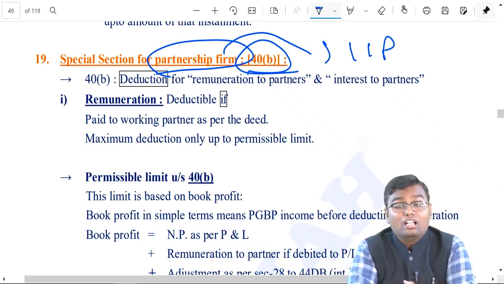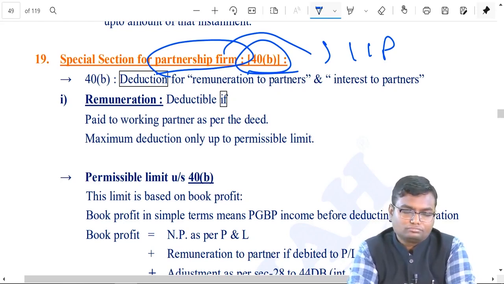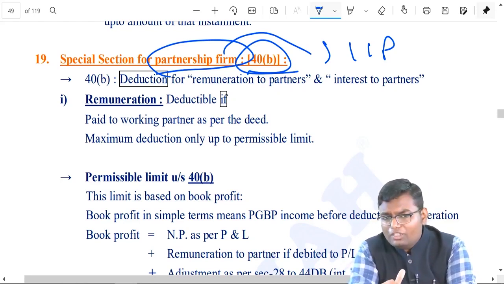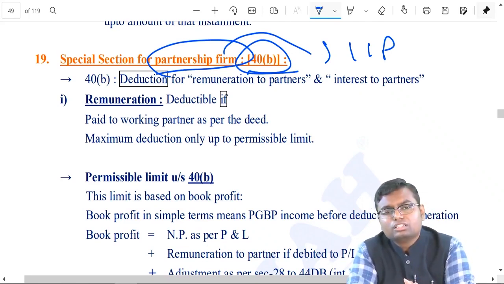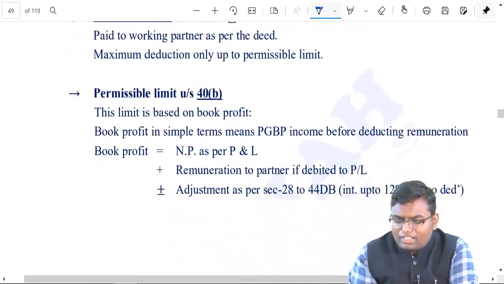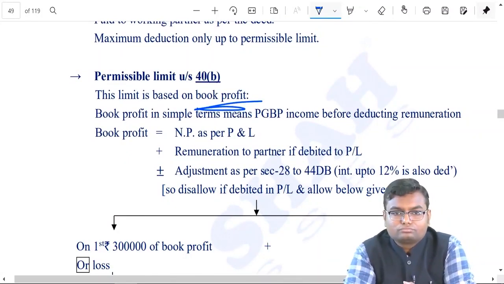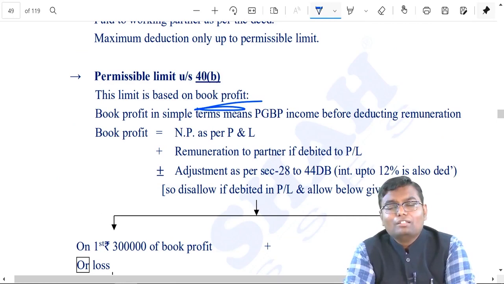But remember, the deduction is not up to whatever you want, deduction only up to the amount which is the maximum permissible amount. Now what is the maximum permissible amount? For remuneration, number one, you will get the deduction only if it is paid to a working partner as per the partnership deed, and it should be paid up to the maximum permissible limit. Now this limit is mentioned under 40 clause B and it depends on book profit. Now what is book profit? Book profit is basically the PGBP income before deducting remuneration.